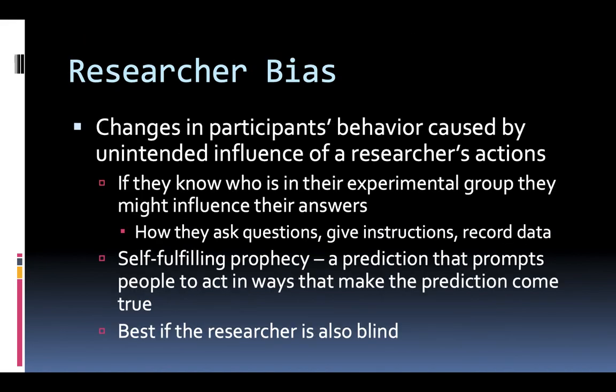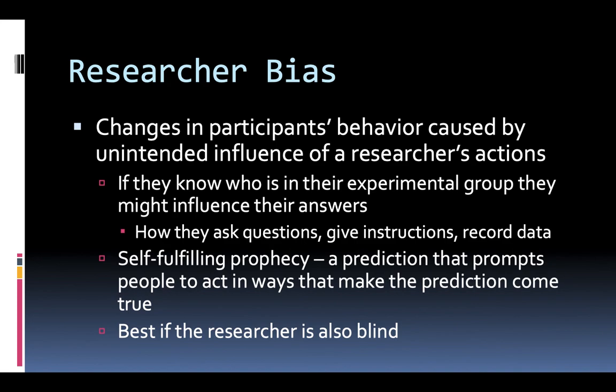So changes in the participant's behavior could be caused by unintended influences of a researcher's actions. If the researcher knows who's in the experimental group, they may influence their answers. They may ask questions differently. They may give instructions a little more thoroughly or less thoroughly. They may record data a little bit differently. This goes into what's called the self-fulfilling prophecy. This is a prediction that we make that prompts people to act in ways that make the prediction come true.